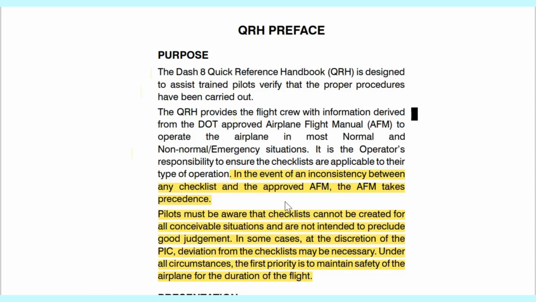Very important is this paragraph here, which says pilots must be aware that checklists cannot be created for all conceivable situations and are not intended to preclude good judgment, meaning that over time and experience that we get in flying, we need to be able to make sound judgments of any failures that we may get, which are outside the published checklists. In some cases, at the discretion of the PIC, deviation from the checklist may be necessary. Under all circumstances, the first priority is to maintain safety of the airplane for the duration of the flight.